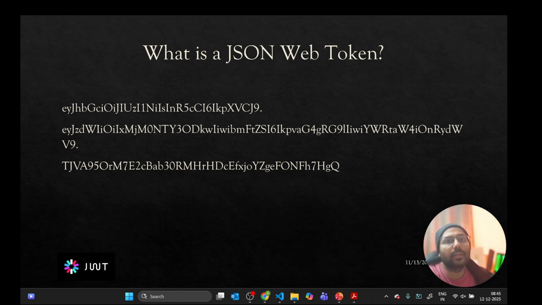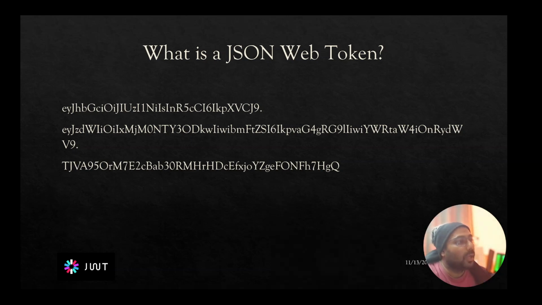As we have seen earlier, this is a JW token. While this looks like gibberish, it actually is a very compact printable representation of a series of claims along with a signature to verify its authenticity. So this is the header, this is your payload or data, and this is your signature.